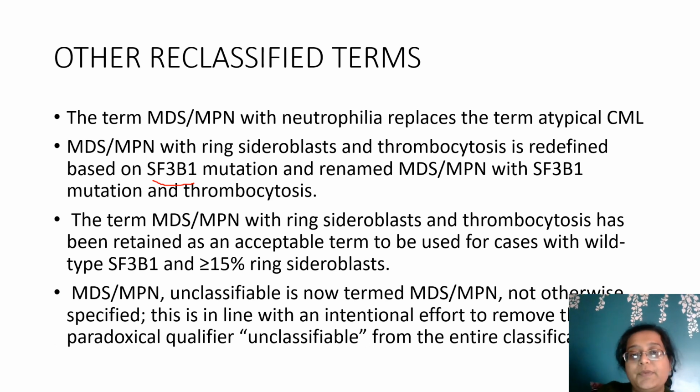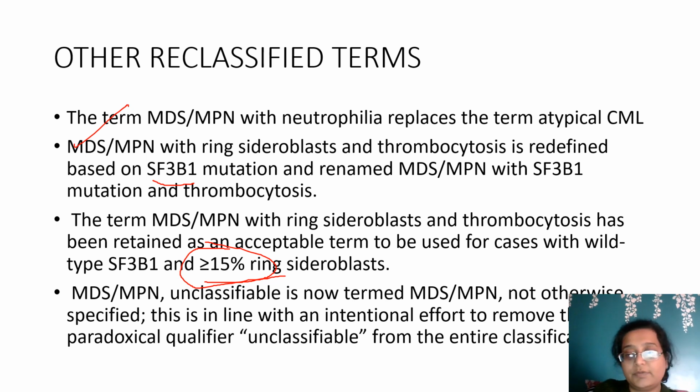The term MDS-MPN with ring sideroblasts and thrombocytosis has been retained as an acceptable term to be used for cases with wild type SF3B1 with greater than 15% ring sideroblasts. Why? Because ring sideroblasts are seen in more than 15% and there is dysplasia too, so we could put it in MDS, right. In MDS also the mutation is a latest introduction, you have seen last time. But in such cases where you are getting more than 15% ring sideroblasts but you are also getting an SF3B1 mutation, you can still put it in MDS-MPN, no problems. All right.